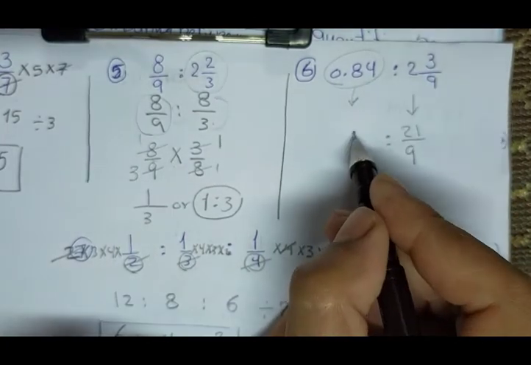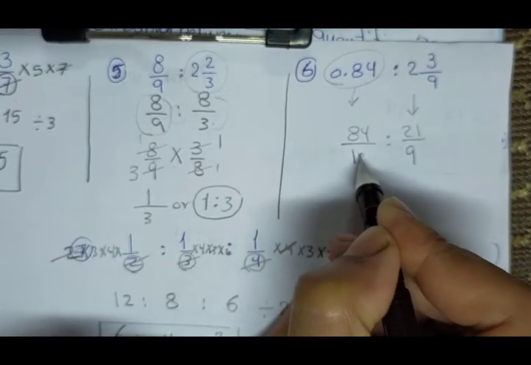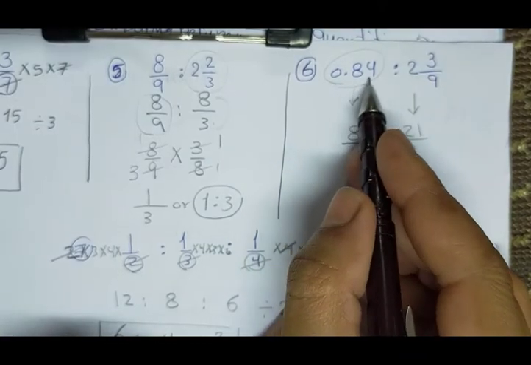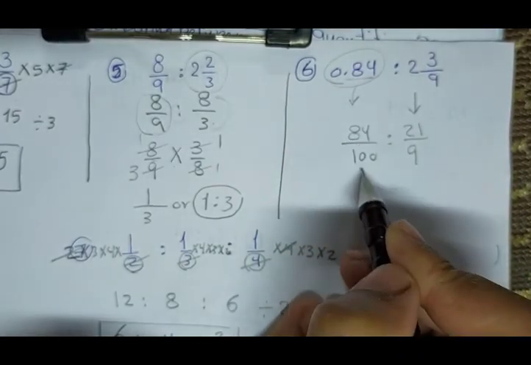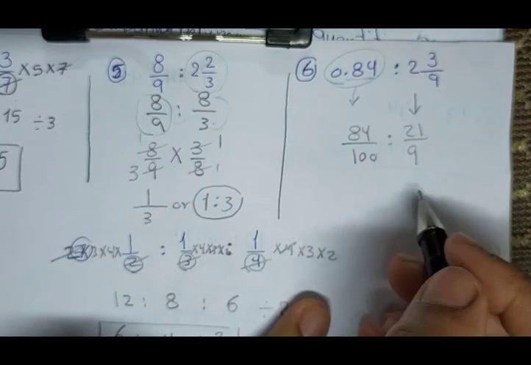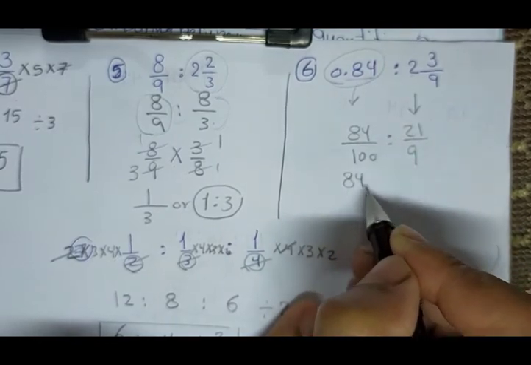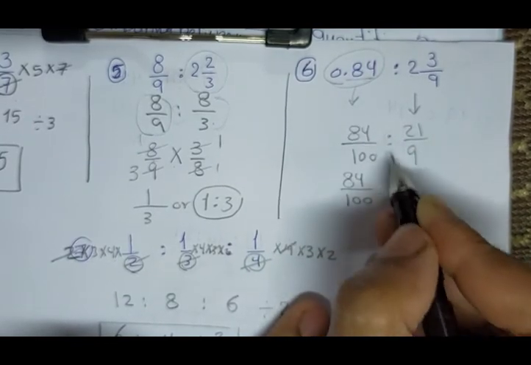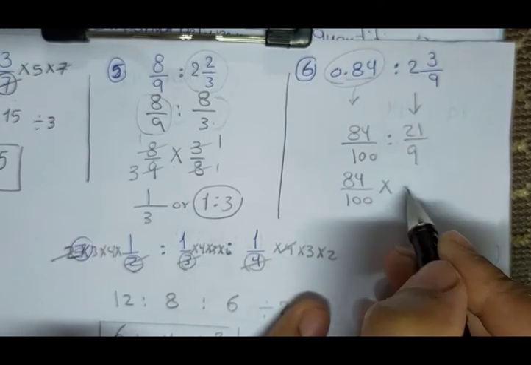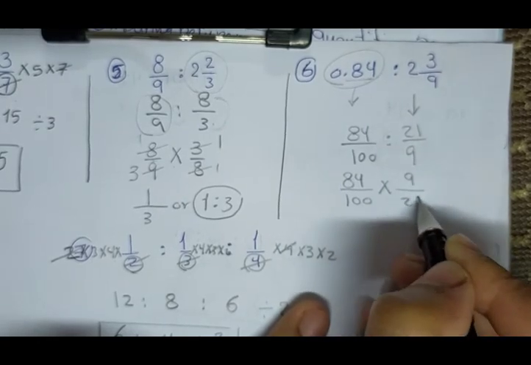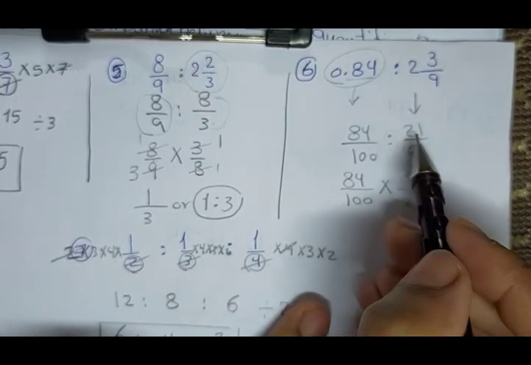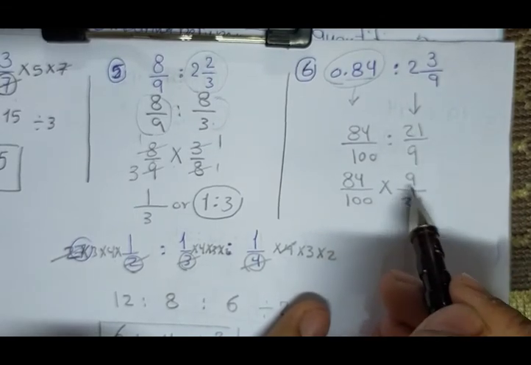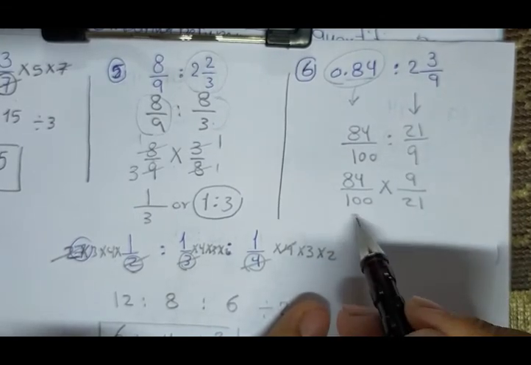0.84 means 84 over 100. The point is after 2 decimal places, so the number is over 100. Put the first as the same, 84 over 100. Divide, convert the sign to times and inverse the fraction to 9 over 21. Here it was 21 over 9, I inverted it and it became 9 over 21.